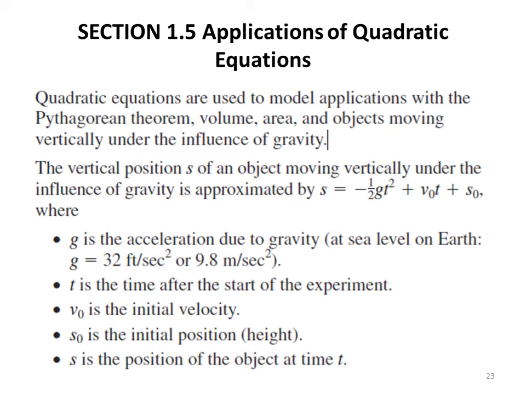The left-hand side, S, is the position or the height. The variable here, t, represents the time. The remaining constants are g, v0, and s0. These are normally given in the problem. G being the gravity, v0 being the initial velocity, and s0 is the initial height.